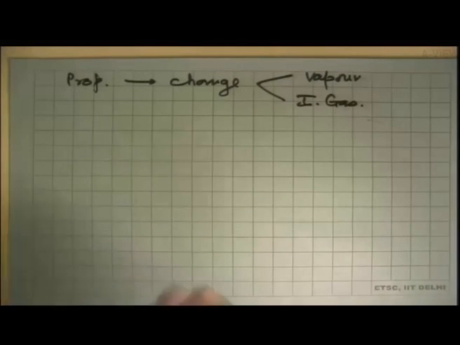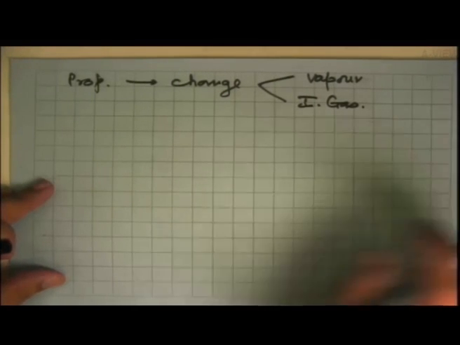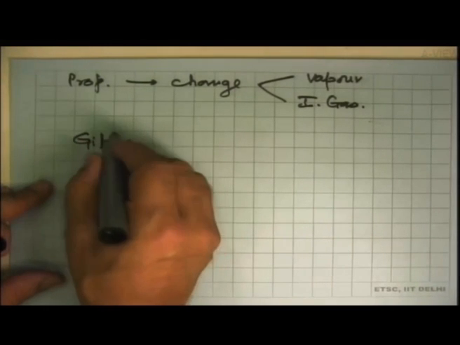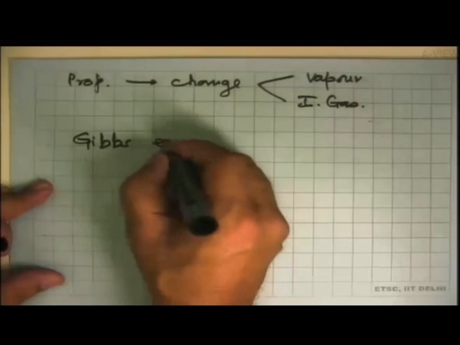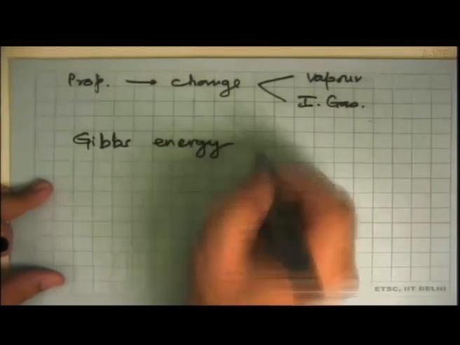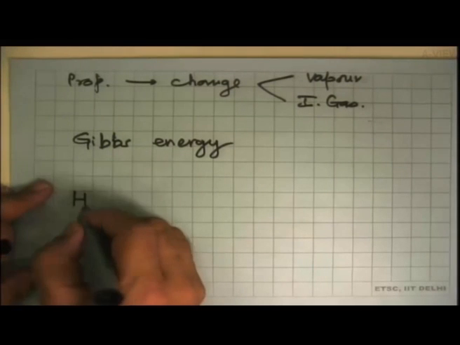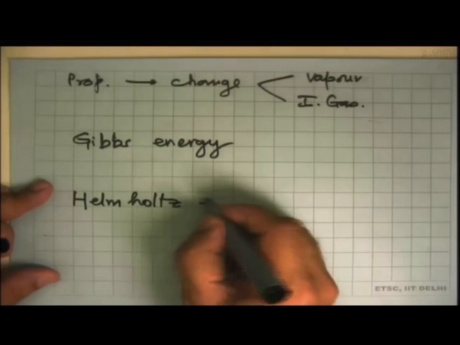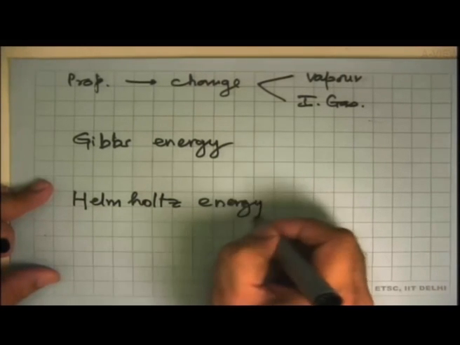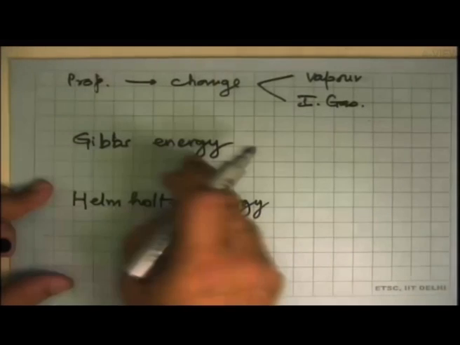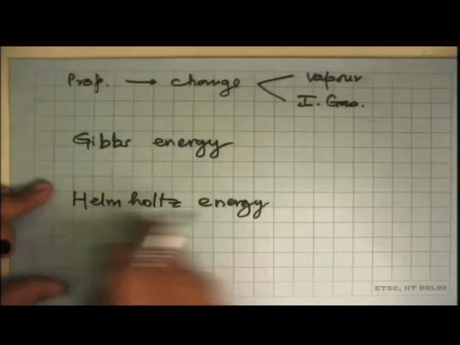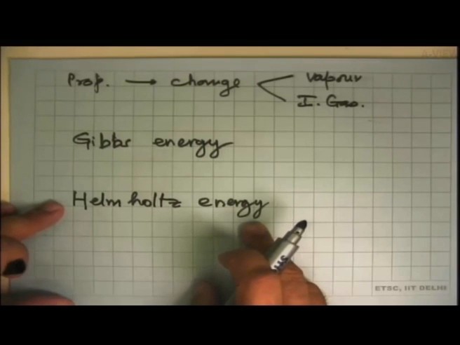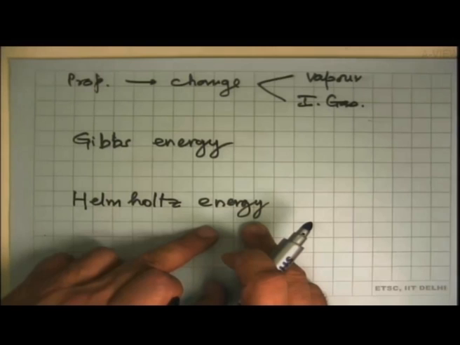What I will do to complete the discussion on properties is to introduce two new properties. You might have come across these in physics or chemistry courses. One is called the Gibbs energy, and the other is the Helmholtz energy. Sometimes this is referred to as Gibbs free energy. Sometimes this is referred to by some as Helmholtz free energy. And in some texts you will find this referred to as Helmholtz function.